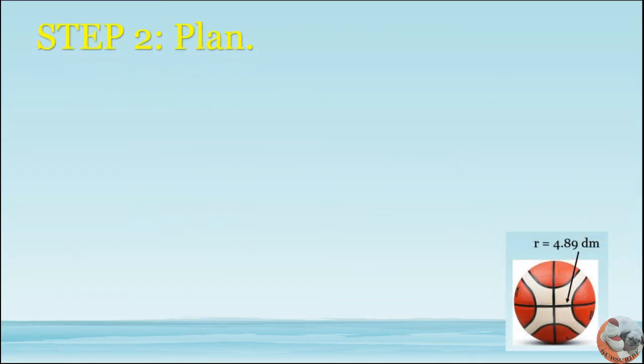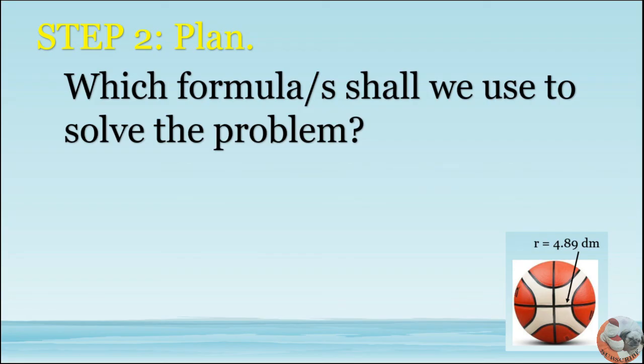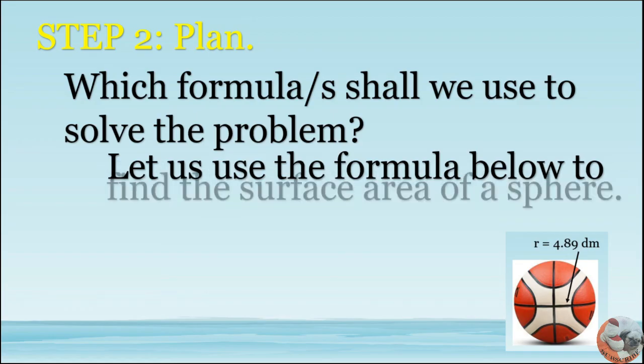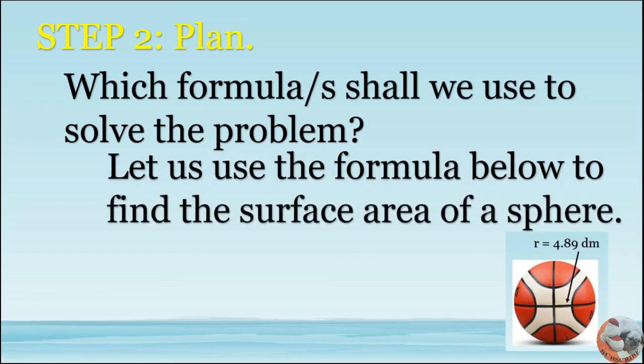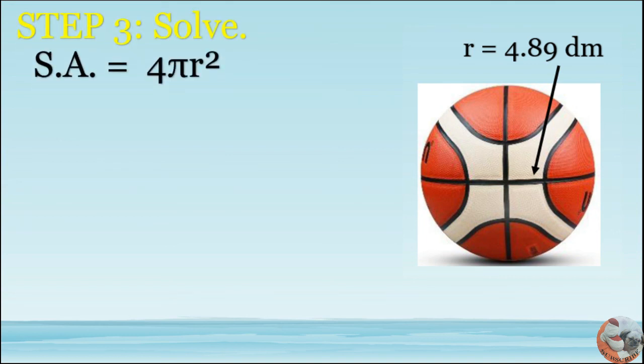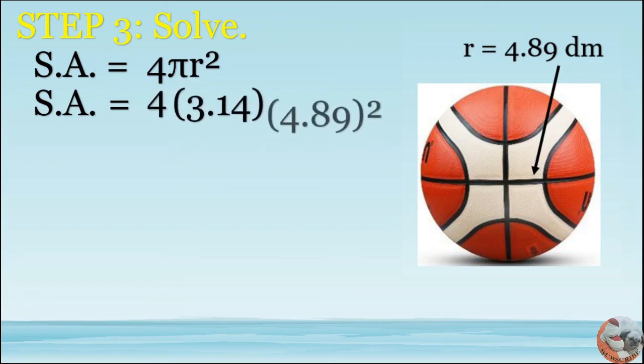Step 2. Plan. Which formula shall we use to solve the problem? Let us use the formula below to find the surface area of a sphere. SA is equal to 4 pi r squared. Step 3. Solve. Surface area is equal to 4 pi r squared. Surface area is equal to 4 times pi, which is 3.14, times the radius, which is 4.89 squared.